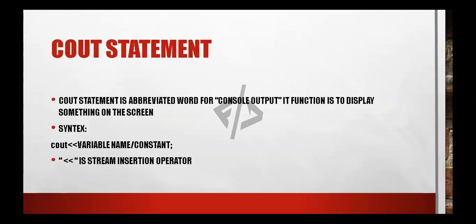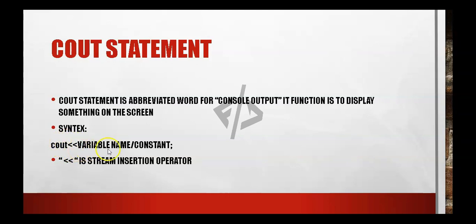Firstly, let's discuss cout statement. Cout statement basically came from console output and it has the basic function of printing something on the console. The syntax of cout statement is the cout keyword, as you can see over here, and after that you put the insertion operator. This is called the stream insertion operator.